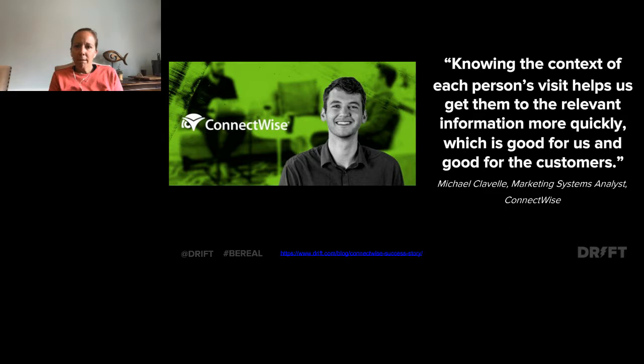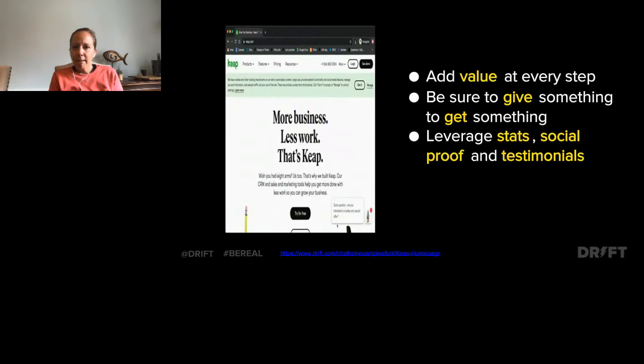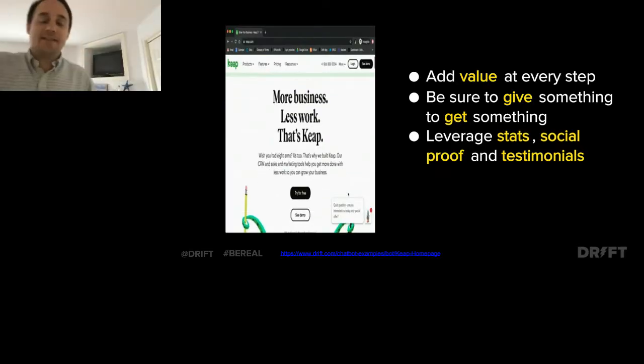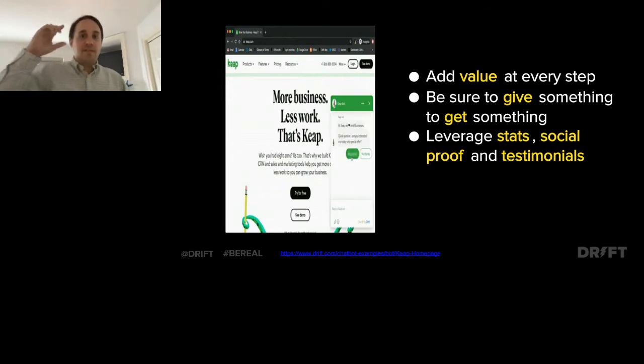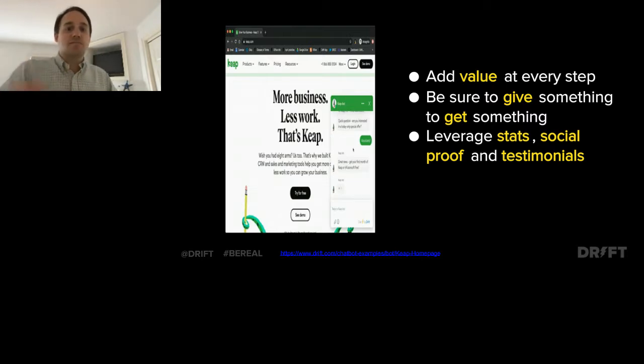And then just to summarize, this is I think what we were hinting at, Kate, as we went through all these examples and we talked about the different levels. But you said adding value is key, giving something to get something, right? It's like the understand, the recommend, back to understand, back to recommend. Leveraging stats, social proof, and testimonials.